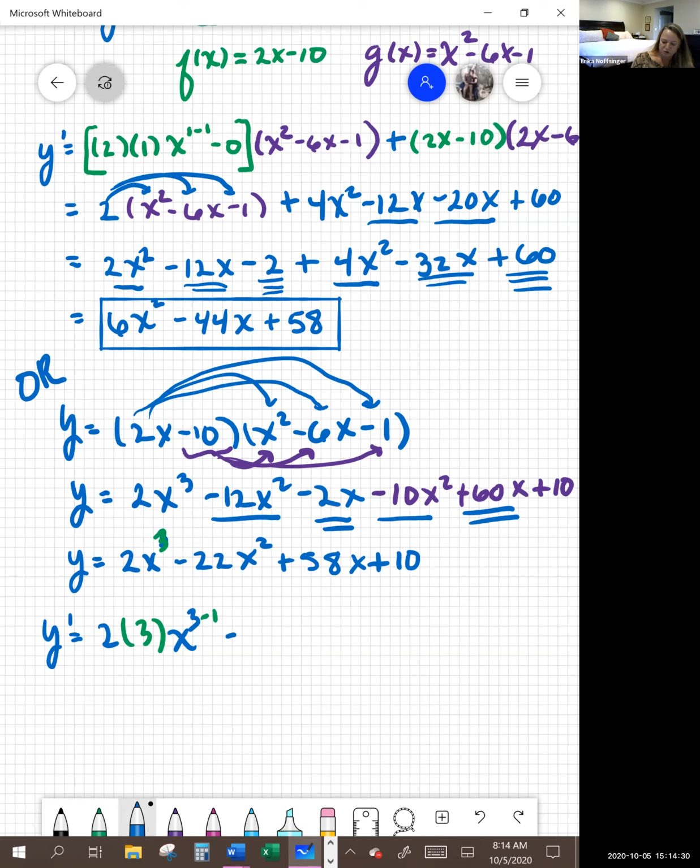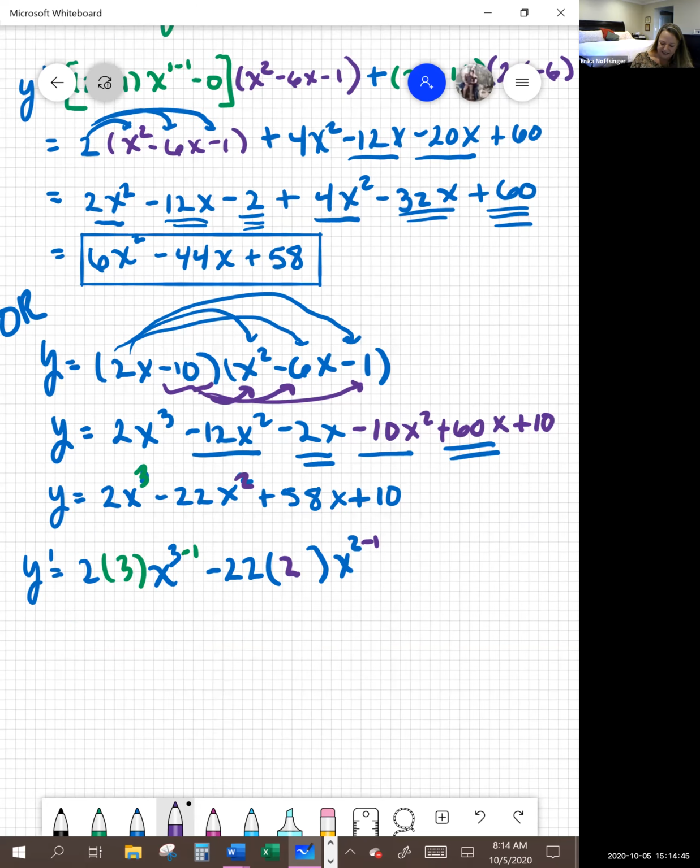Minus our 22, bring our power down front, which is the square. Have x and subtract 1 from our power, so 2 minus 1. Derivative of 58x is just 58, so plus 58. And the derivative of a constant is 0. So simplify: y prime equals 6x squared minus 44x plus 58.